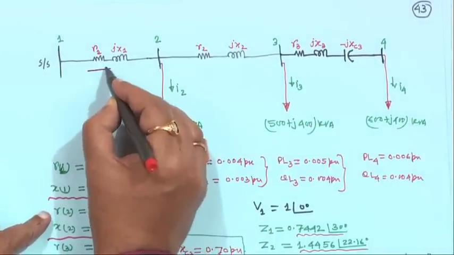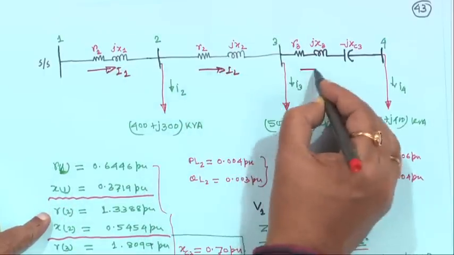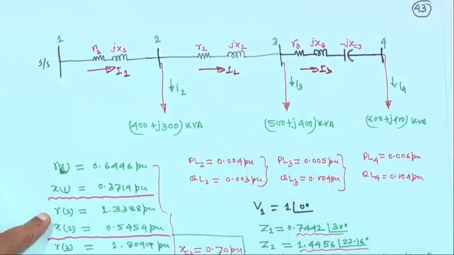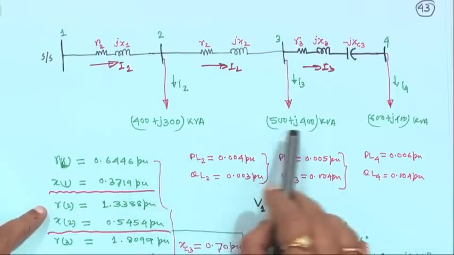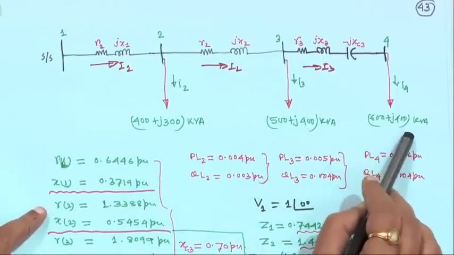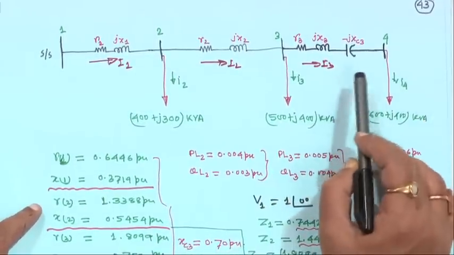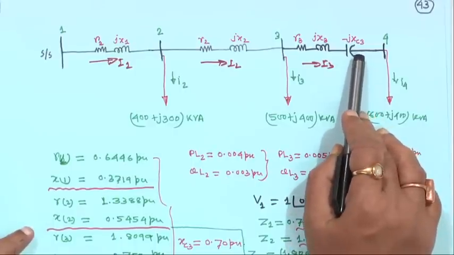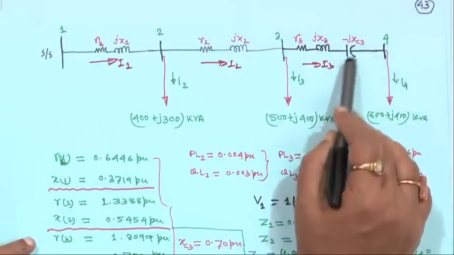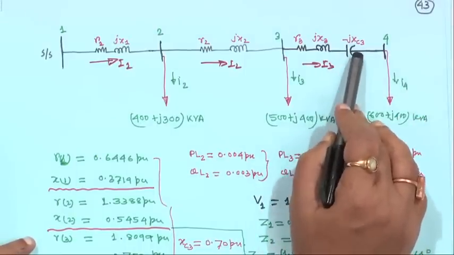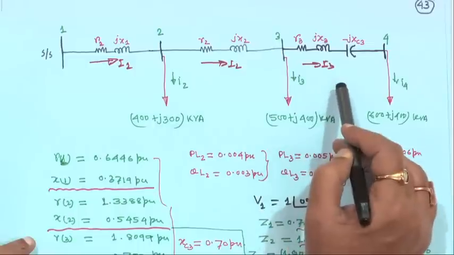So, this branch current is I1, this is I2, and this branch current is I3, right. The loads are the same, 400 plus j300, 500 plus j400, 600 plus j400, but there is no shunt capacitor at all. When you take the series capacitor, rather than kilovar, you have to consider the reactance of the series capacitor. Because QC3 will basically be I squared X3. If the load is changing, I will change, the Q will vary, right, it acts like a voltage regulator.